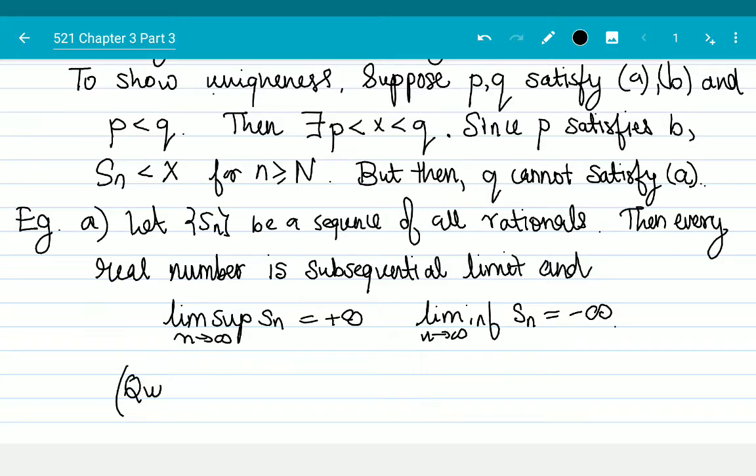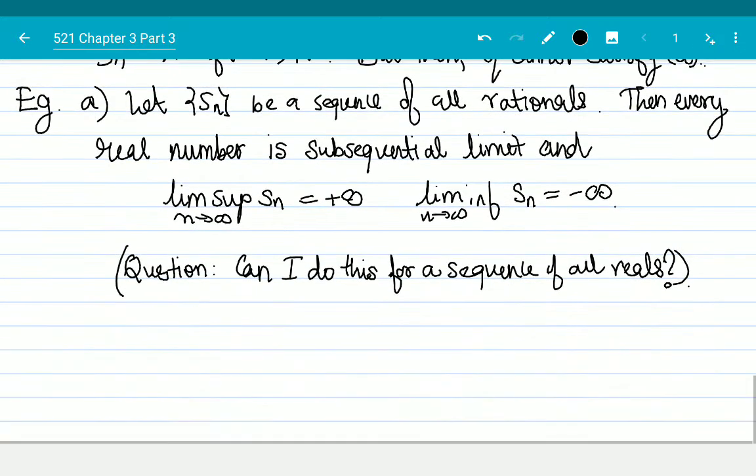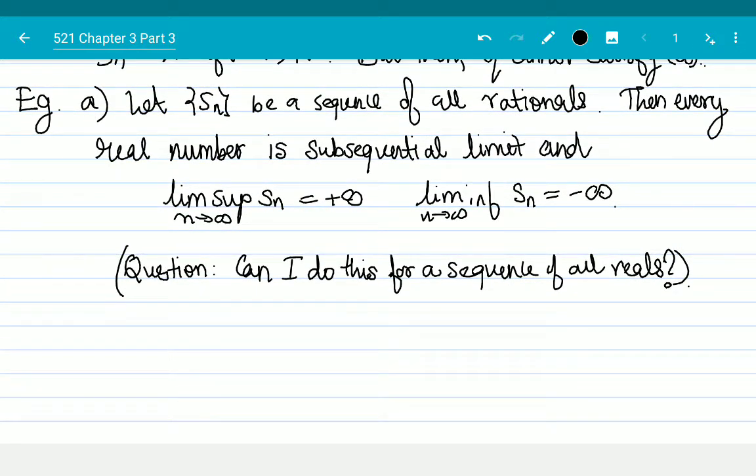Question: can I do this for a sequence of all reals? It's a really simple question. Think about why I can do this for a sequence of all rationals, and then try to come up with whether I can do this for all reals.